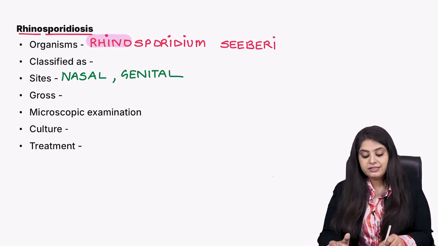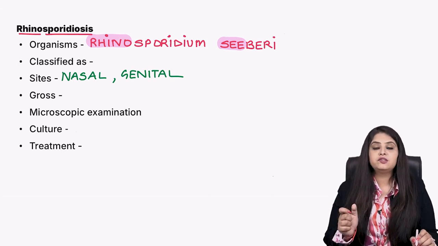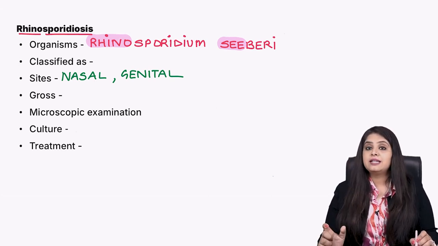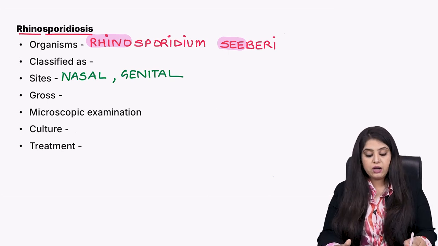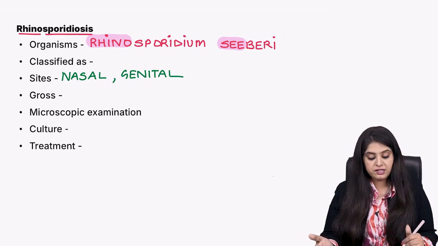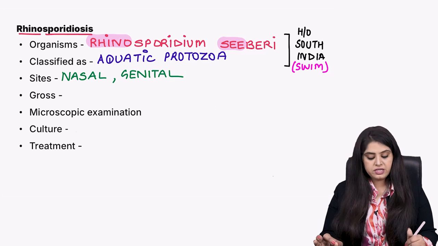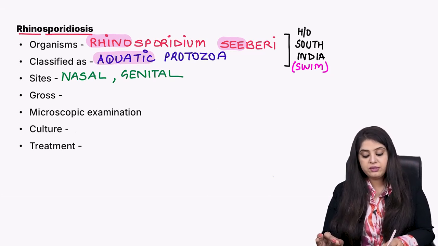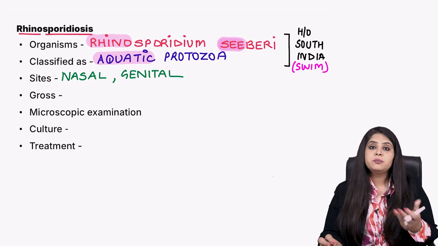Now I go on to C. C sounds like sea, which means water, and that's the catch over here. Do you know, till now Rhinosporidium was considered a fungus, and hence I'm teaching it to you over here, but now it has been reclassified as an aquatic protozoa because it is more commonly found in the sea and the water. So how does a patient get exposed?